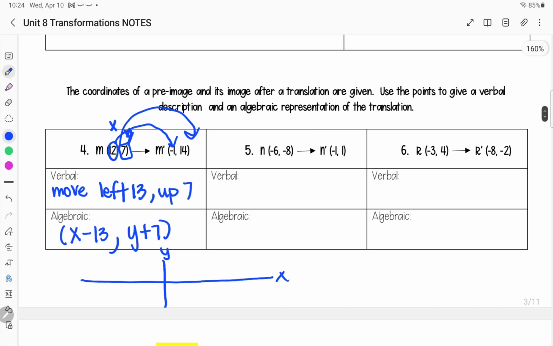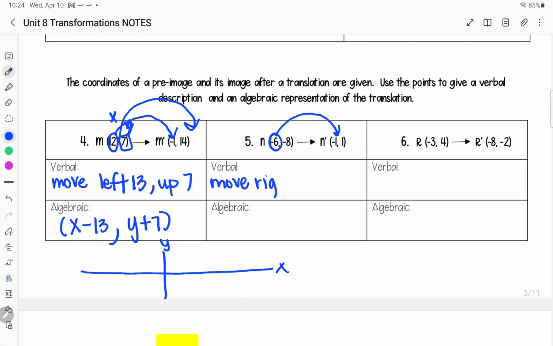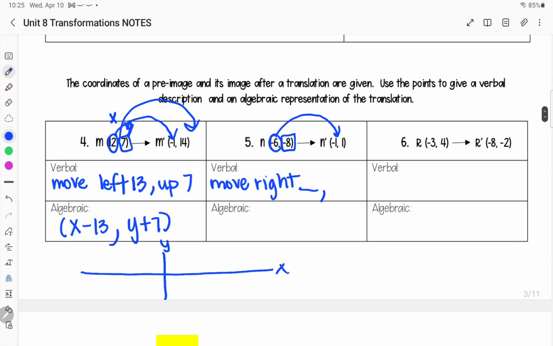All right, so then we go to here. I started at negative 6 and I slid to negative 1. So I started right here at negative 6 and I slid to negative 1. So if I'm here and end here, I move to the right. So I'm going to put move right. And so how many to the right did I move? And then I started at negative 8 and I ended at positive 1. So negative 8 is down here and I ended at positive 1. So I went up how many? And then write it algebraically and then do the same thing for R and R prime here.